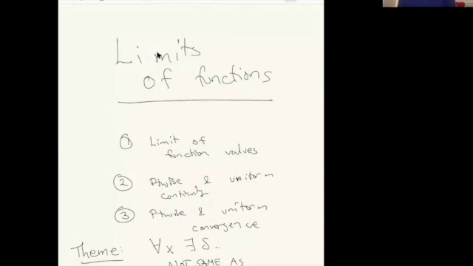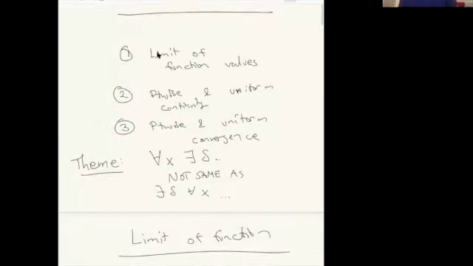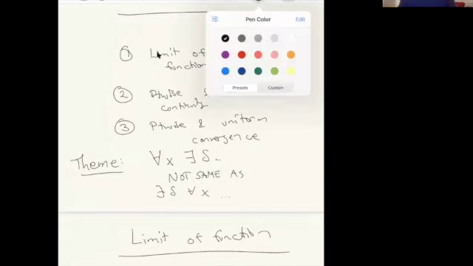The main thing to understand this week is that the order of quantifiers matters. For every x there exists a delta is a different statement from saying that there exists a delta such that for every x. We'll see this both in 2 and 3, and this will play a role throughout this week. If you understand this difference, then you understand the topics of this week pretty well.